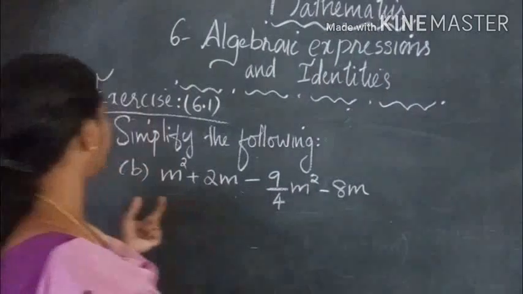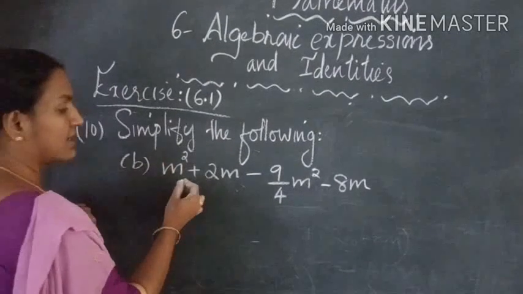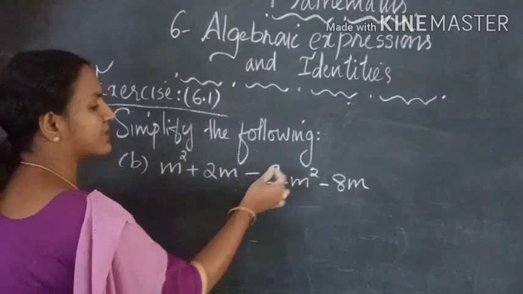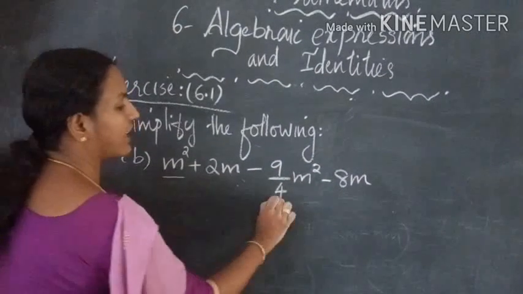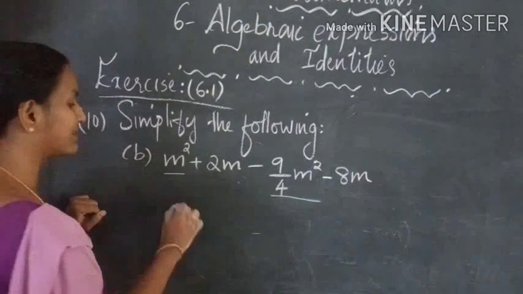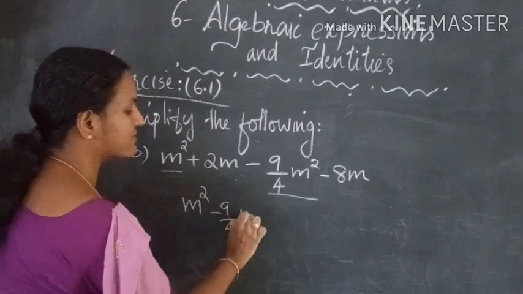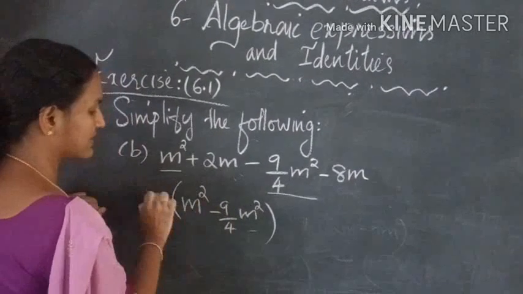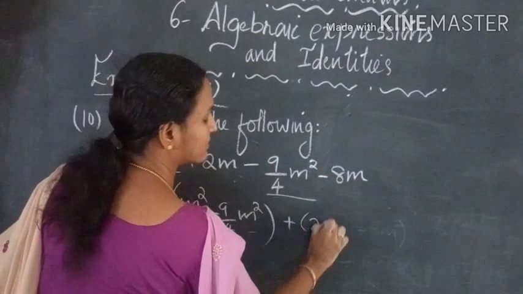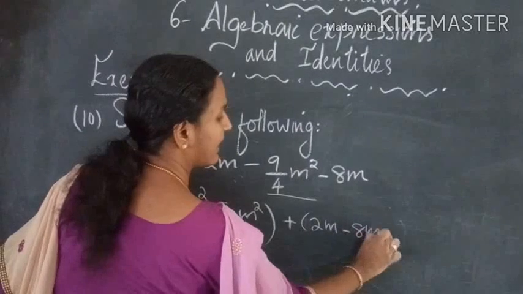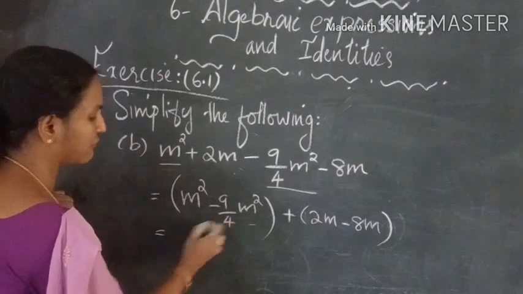Next, question number 10. Simplify the following. Option B. m square plus 2m minus 9 by 4 m square minus 8m. Here m square and minus 9 by 4 m square are like terms. So grouping together, m square minus 9 by 4 m square, plus 2m and minus 8m.